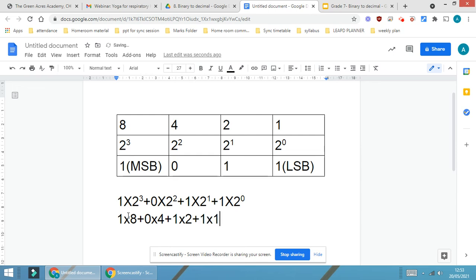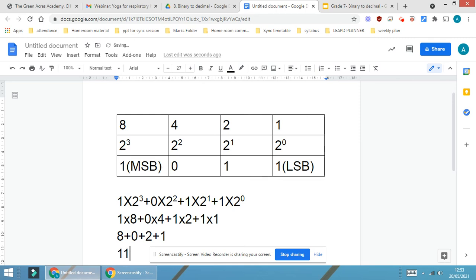So the final answer, what is 1 into 8? It is 8, plus 0 into any number will be 0, 1 into 2 will be 2, and 1 into 1 will be 1. What is 8 plus 2? 10. 10 plus 1 it is 11.